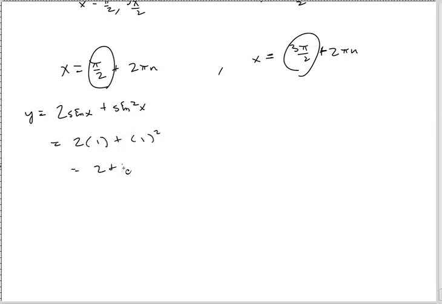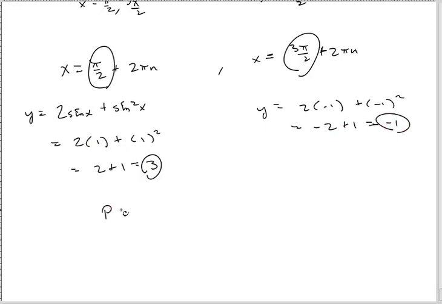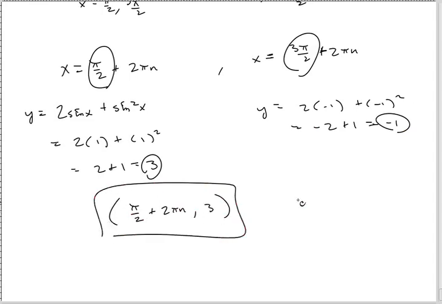And so you get 2 plus 1, which is equal to 3. And then the same thing over here, it'll be -1. So 2 times -1 plus -1 squared. -2 plus 1 is -1, and that's going to be your y value. So my answers, what they're really wanting, is pi over 2 plus 2 pi n, comma 3. And the other one is going to be 3 pi over 2 plus 2 pi n, comma -1.